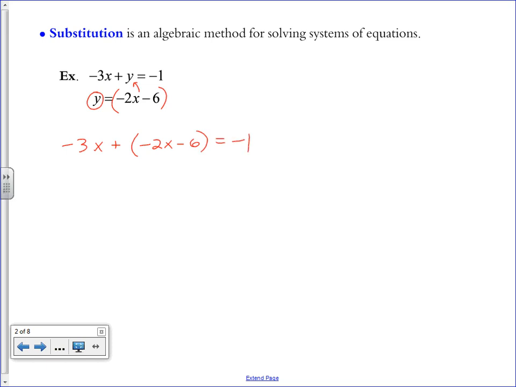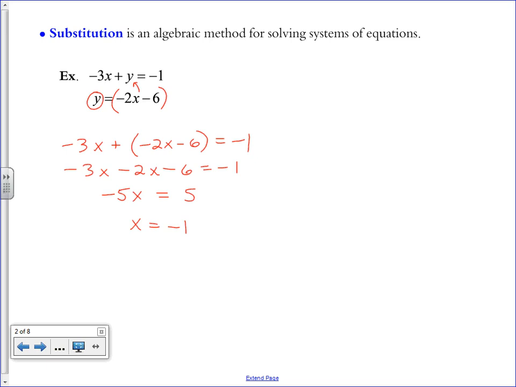And now I have an equation with only x in it, and I can solve equations that have only one variable. So negative 3x, let's get rid of these parentheses. Combine like terms over here, move the 6 to the other side. Divide on both sides and x equals negative 1. Now we're not done when we solve for x. We have to go back and figure out what is y if x is negative 1.